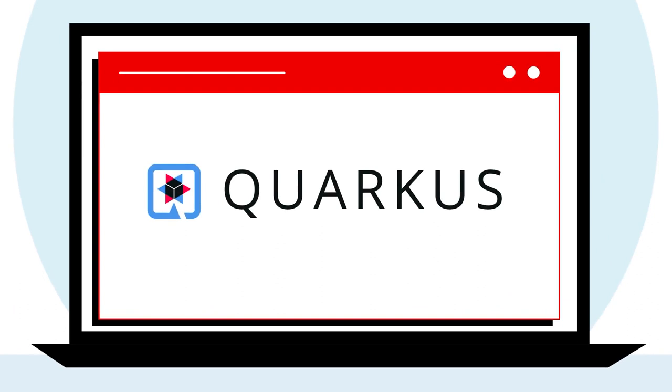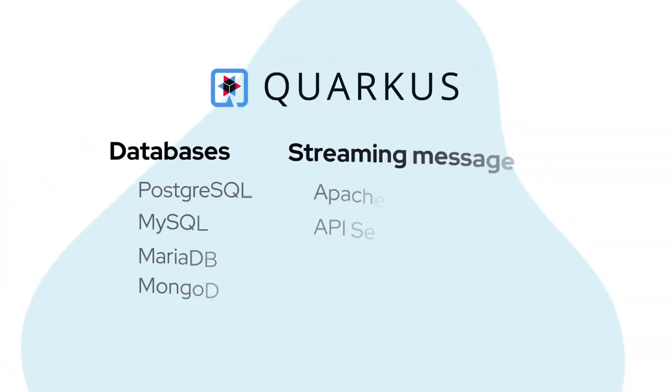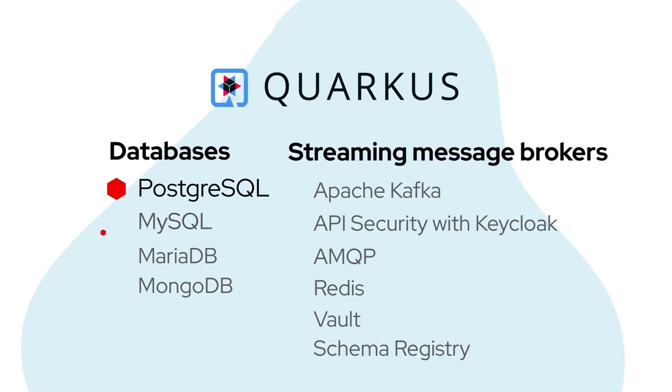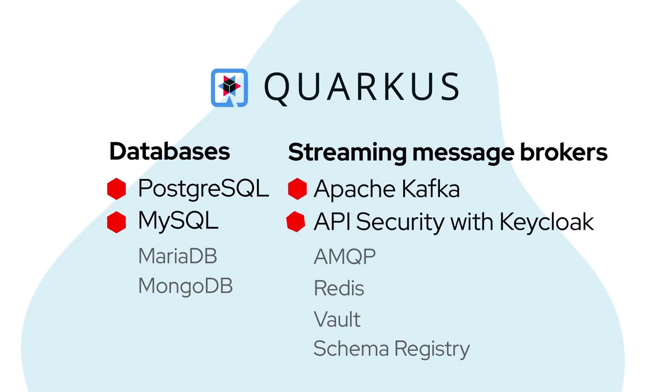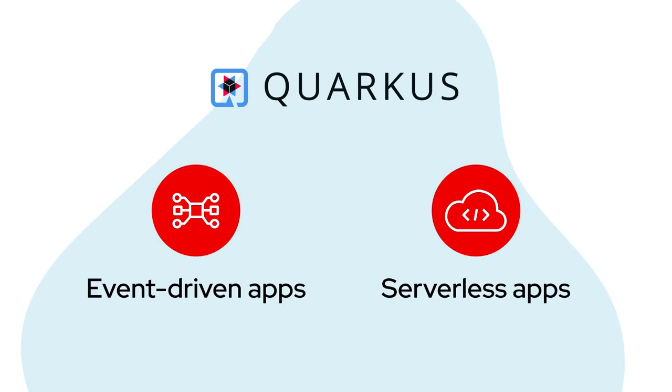Enter Quarkus. With Quarkus, the services you need are created and connected automatically while you're developing applications that rely on them. Services can include popular databases like Postgres and MySQL, streaming message brokers like Apache Kafka, API security with Keycloak, and more. And Quarkus is great for developing event-driven and serverless applications too.